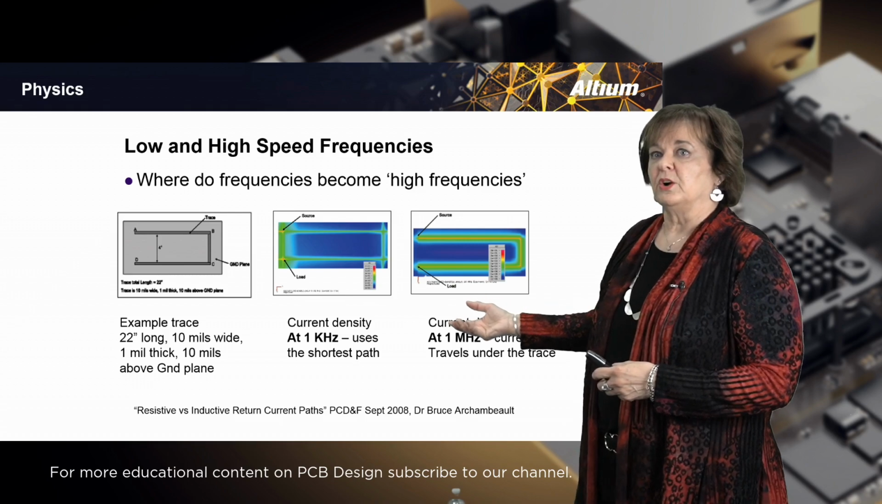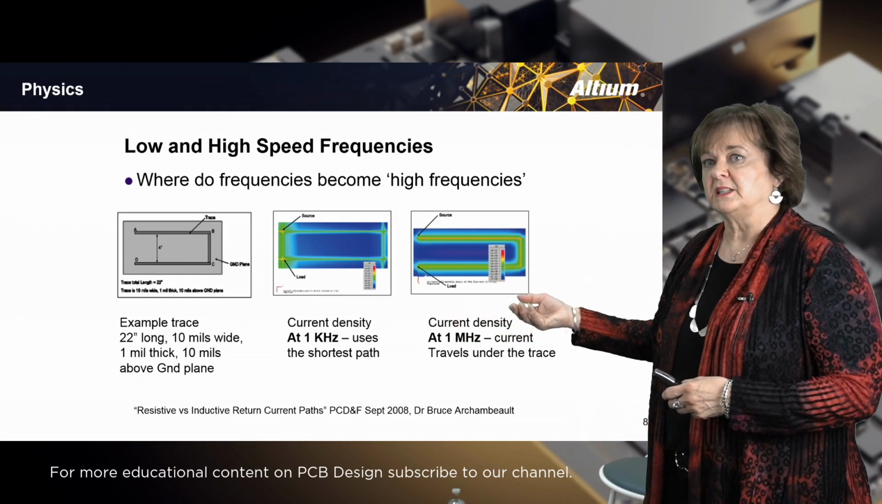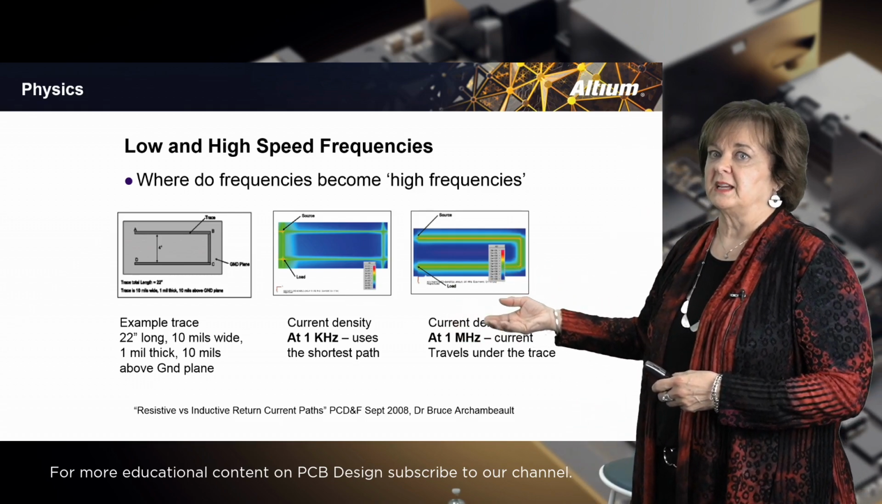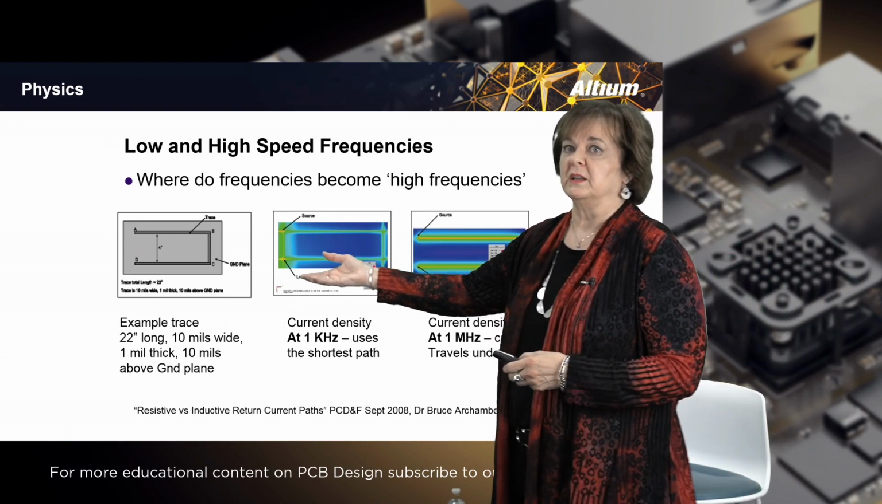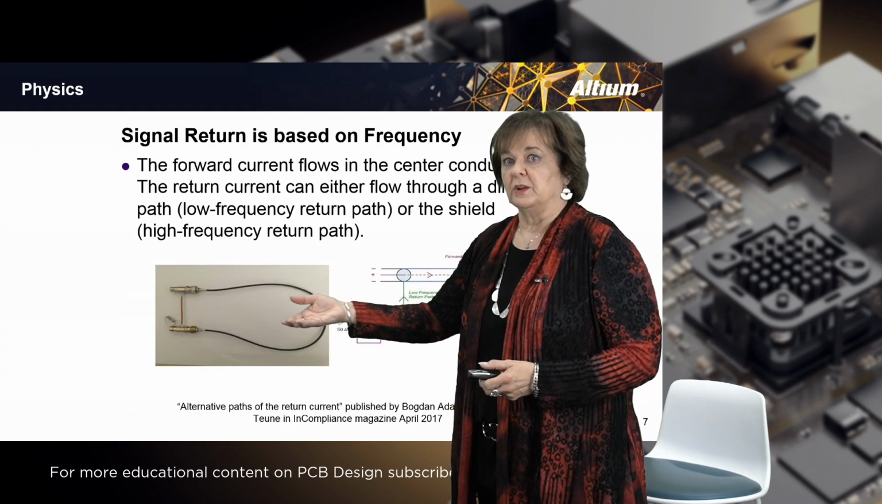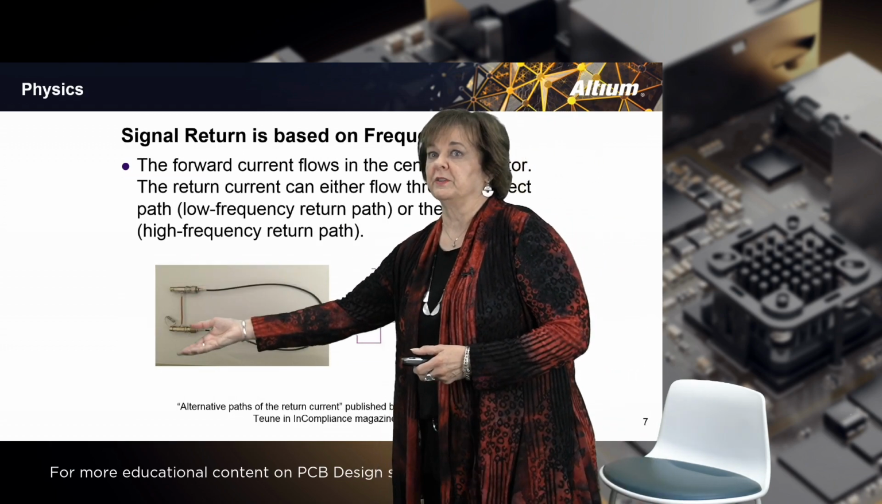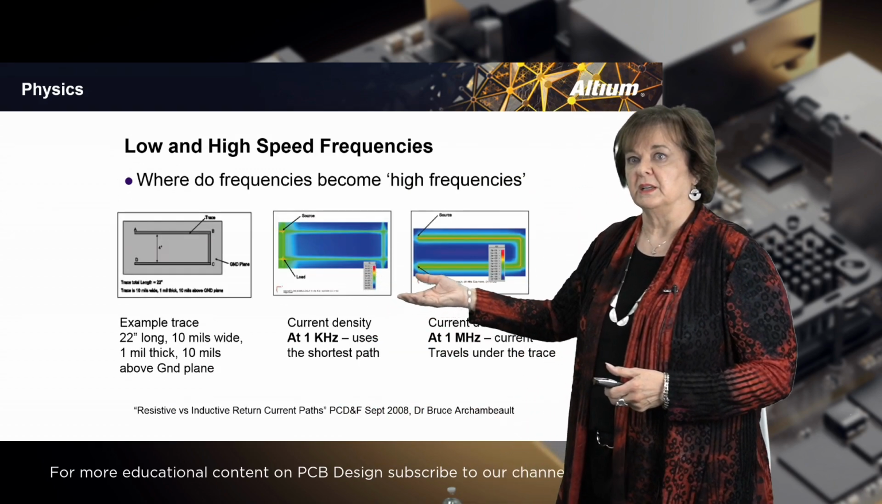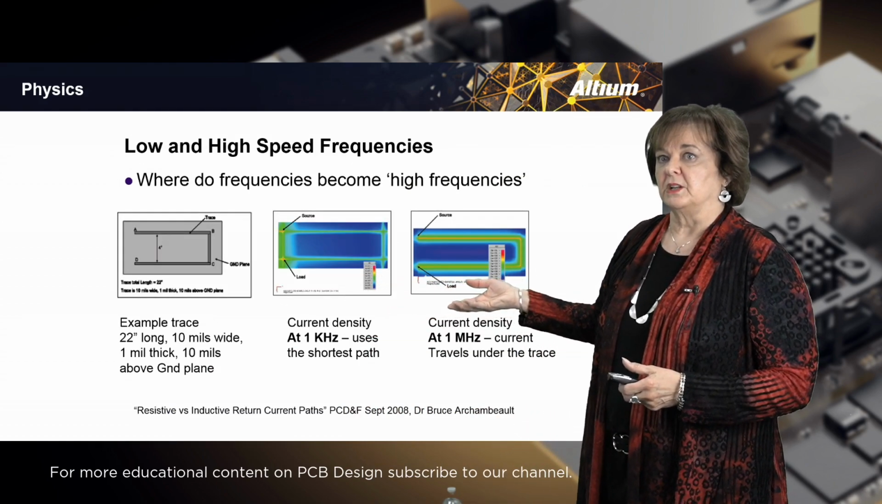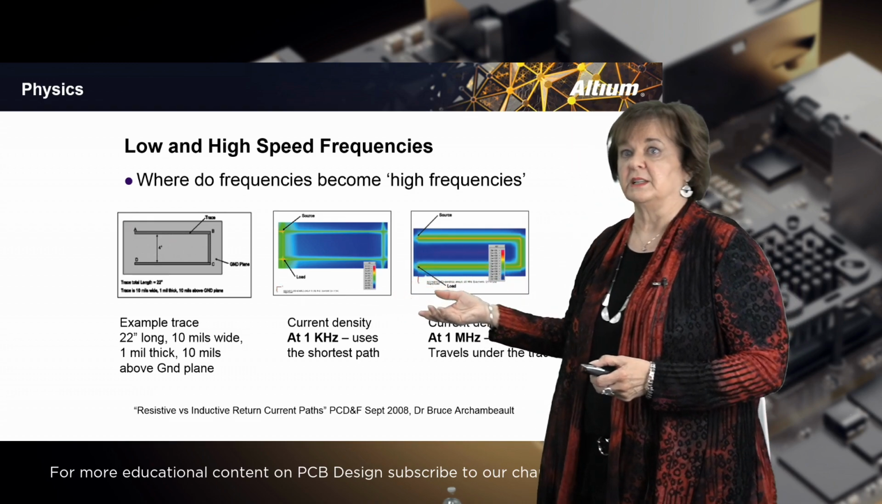At about 1 megahertz, you can see that the signal and its return are already following each other exactly. So they're not spreading out like they would do here. They're not using the little short path that was given to it over here. They're completely using the return path that is closest to the part itself, the signal itself.